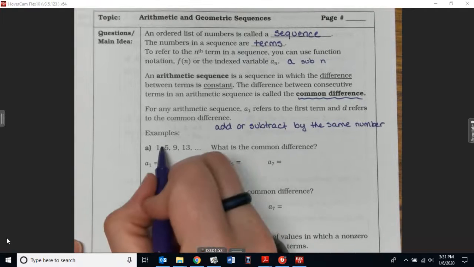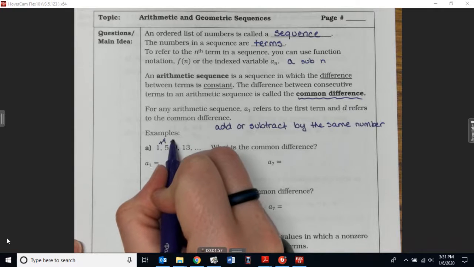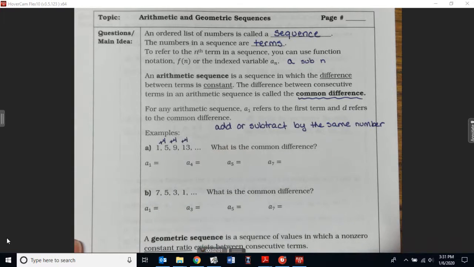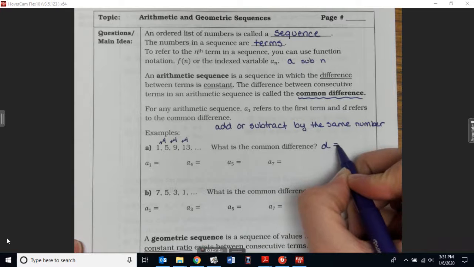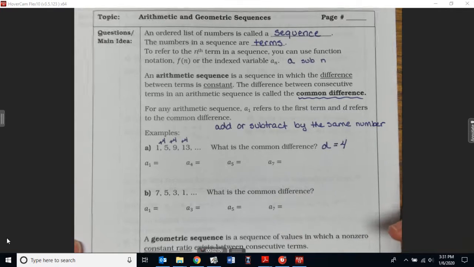So from 1 to 5, I am adding 4. And then from 5 to 9, I also add 4. And from 9 to 13, I add 4. Which means my common difference, d, is 4, because it's going up by 4 every time.